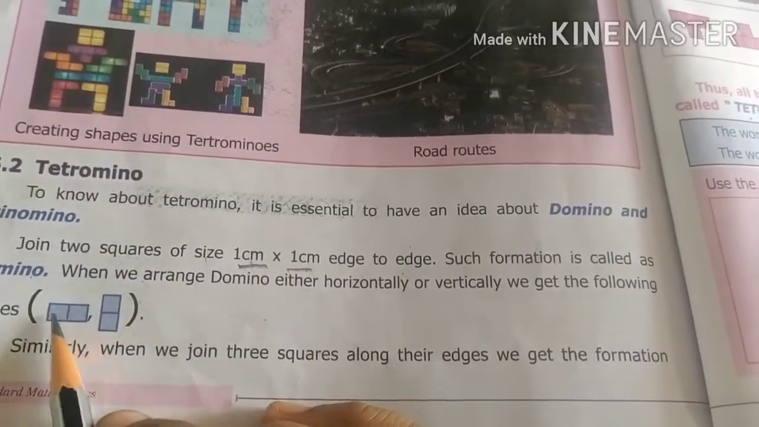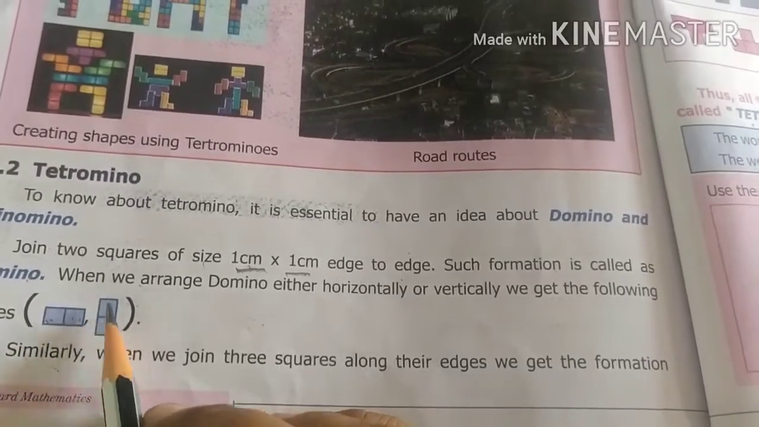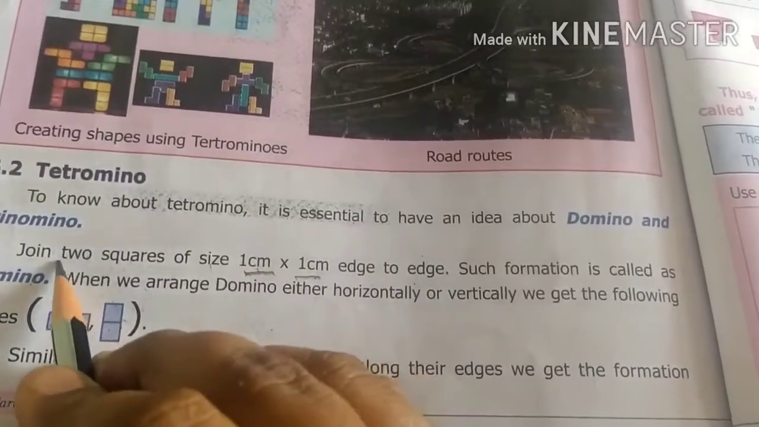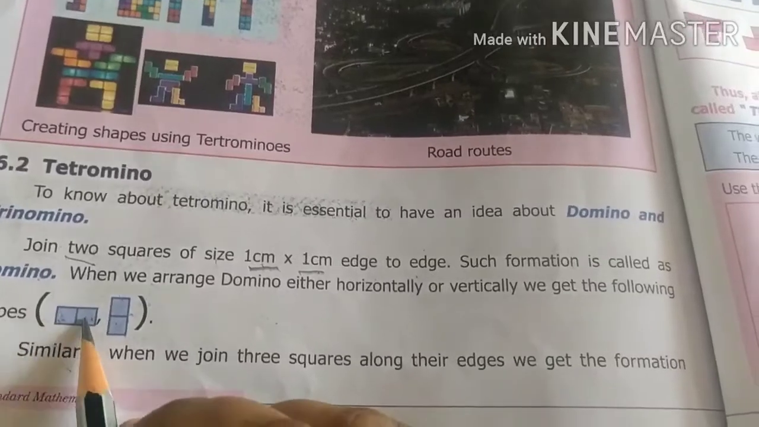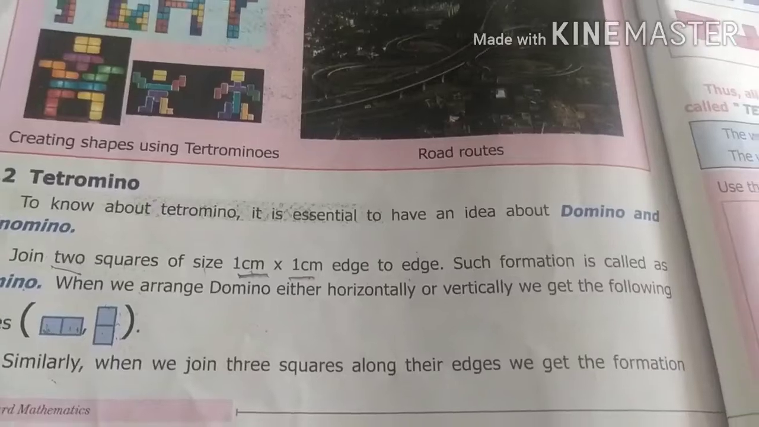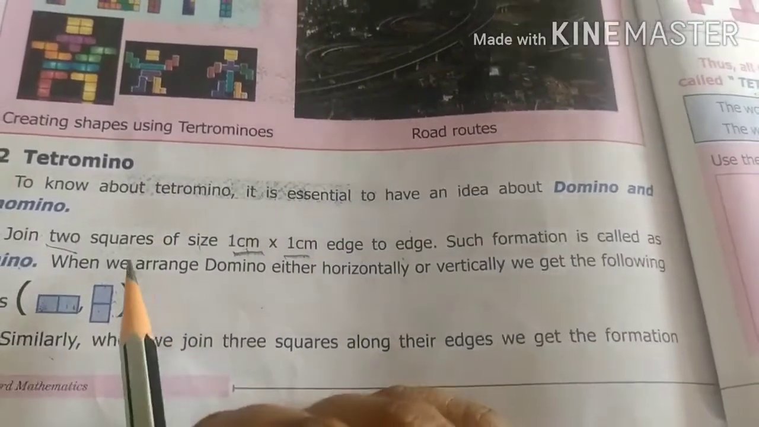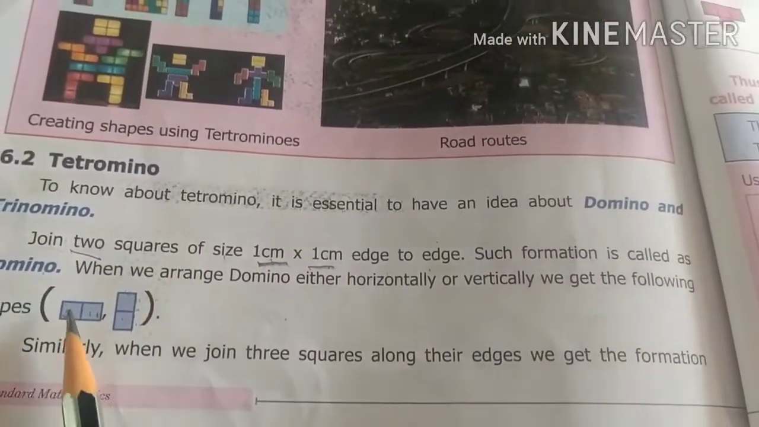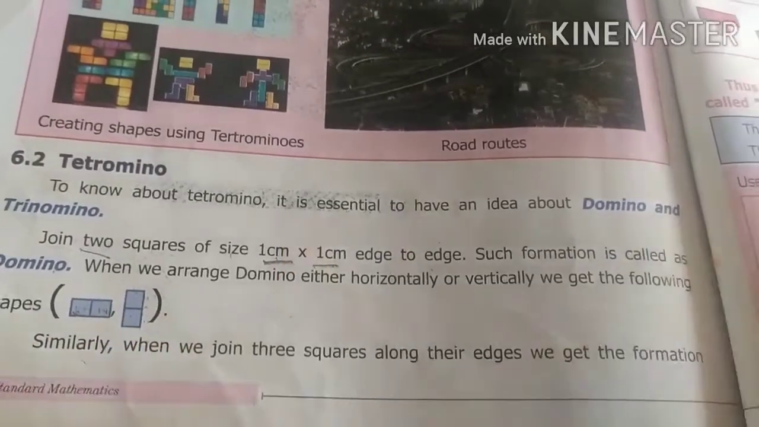Here look at this, children. Two boxes joined means it is called a domino. Two squares. Okay, so this is a horizontal domino. This is a vertical domino. Okay, are we clear, children? Two squares joined is called a domino. This is a horizontal domino, this is a vertical domino.